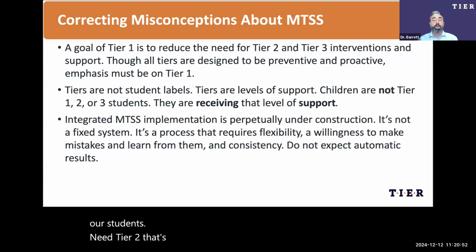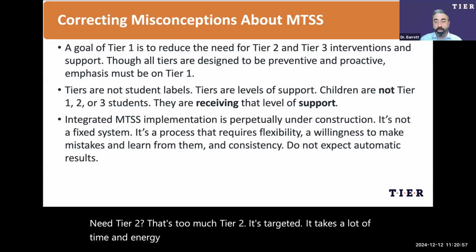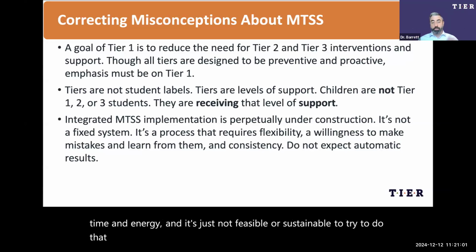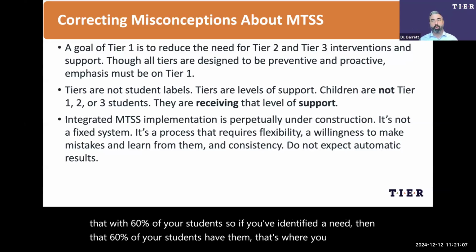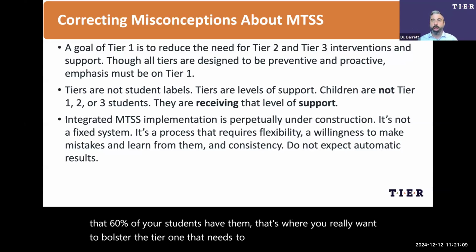That's too much. Tier 2, it's targeted. It takes a lot of time and energy, and it's just not feasible or sustainable to try to do that with 60% of your students. So if you've identified a need that 60% of your students have, then that's where you really want to bolster the Tier 1. That needs to be the universal school-wide.